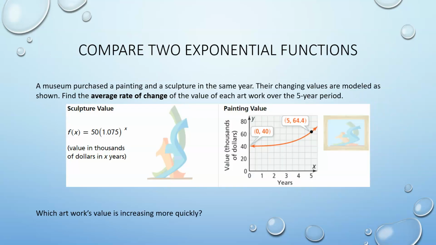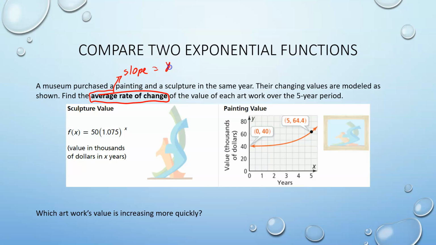All right, last but not least, we have to be able to compare two exponential functions. It says a museum purchased a painting and a sculpture in the same year. Their changing values are modeled as shown. Find the average rate of change of the value of each artwork over the 5-year period. I hope that you remember what average rate of change is. When you've heard average rate of change, hopefully you've thought about slope. Okay, it's the change between 2 points on a line.